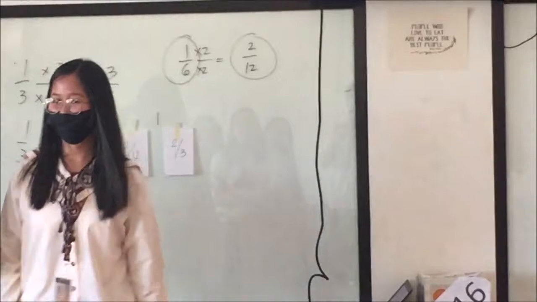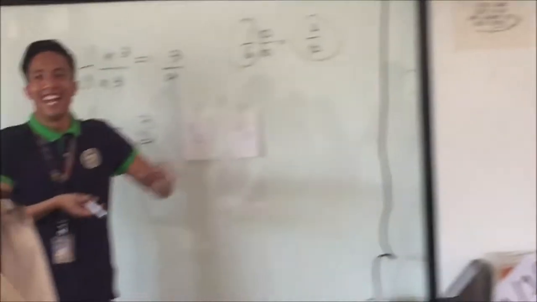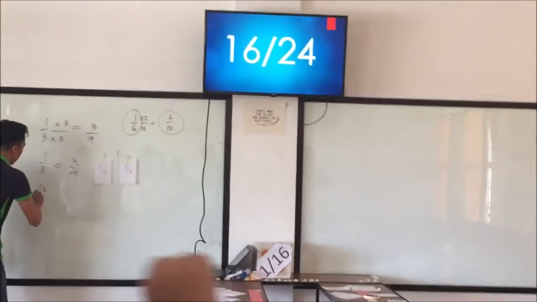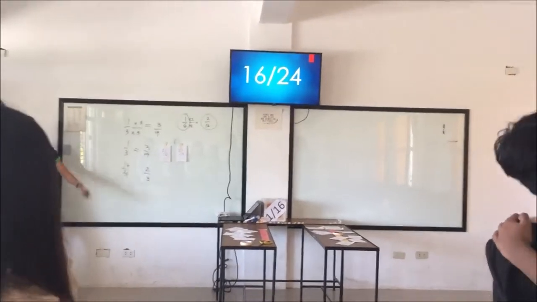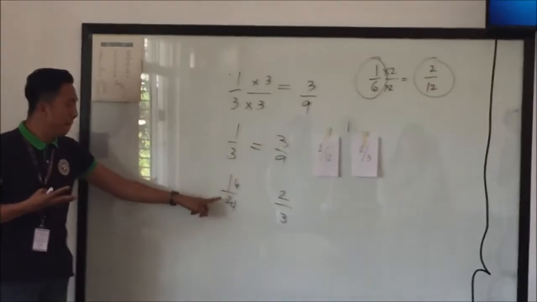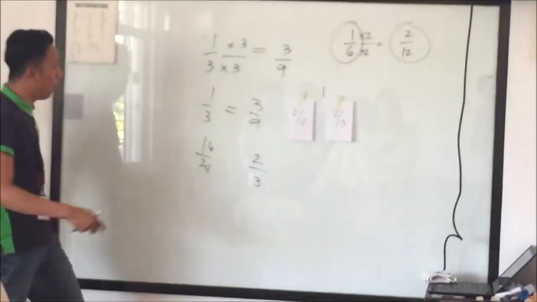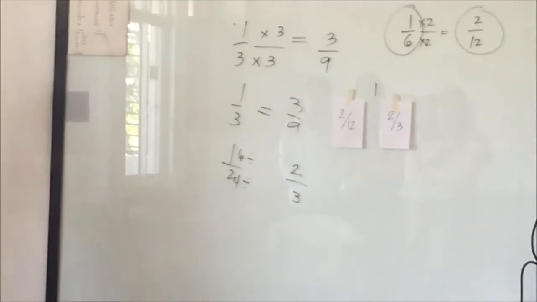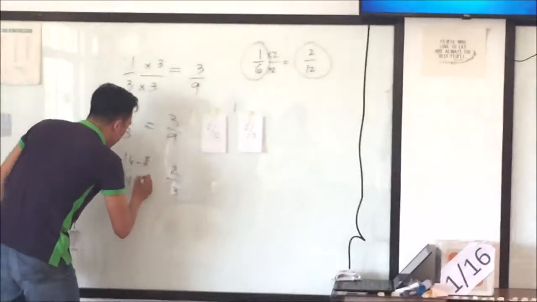First, again, the first group posts another answer. And then let us find out if this is correct or not. Okay, so our given is 16 over 24, and we must prove that this will be its equivalent fraction. Now, as we said a while ago, if the numbers are big, let us divide. So what will be our divisor? Yes, Moises? 8? Okay, 8.